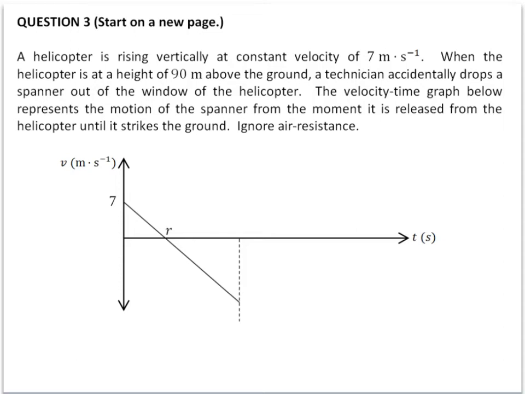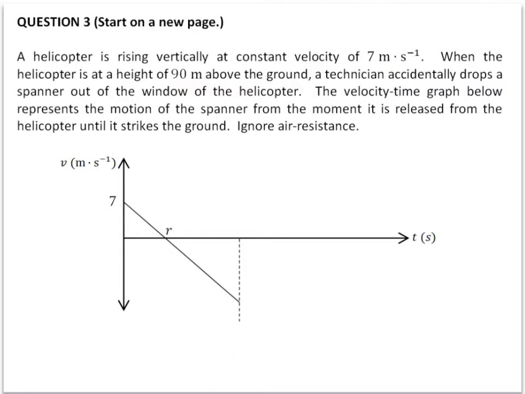In question 3, we have a helicopter rising vertically at a constant velocity initially of 7 meters per second. When the helicopter is at a height of 90 meters above the ground, that will be our initial height, the technician accidentally drops a spanner out of the window.